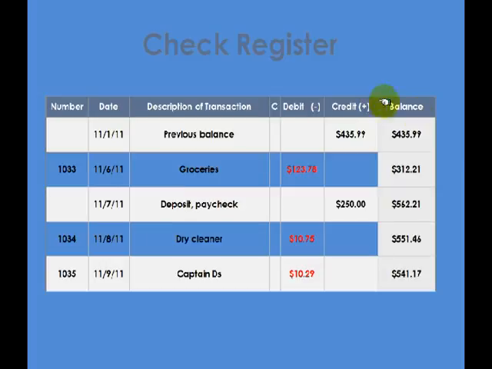Now, here is a sample that I have sent to you, and you have been working on it. Here again, you notice we have a number, the check number. Here's a date of these transactions. Here we start this balance at $435.99. We pay out groceries, and the balance goes down. We put in our paycheck, if you'll notice, and the balance goes back up. Over here we pay out money to the dry cleaner, and the balance goes down. We pay out money to Captain D's, and the balance goes down.